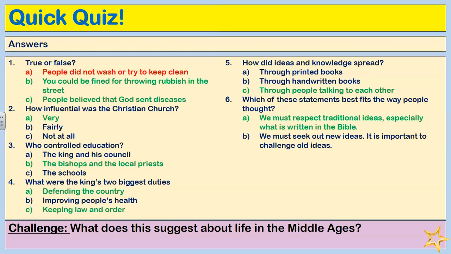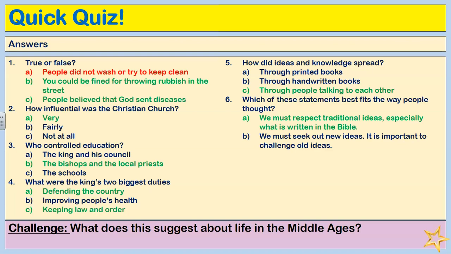Many people believed that they should respect traditional ideas, especially what is written in the Bible, and that links to question number 2 really on how influential the Christian church was. So I'd like you please to think about what that suggests about life in the Middle Ages. How might that impact on medicine, all of these ideas? Okay.